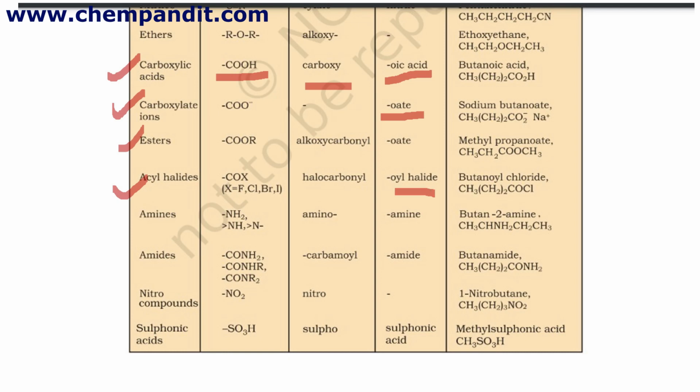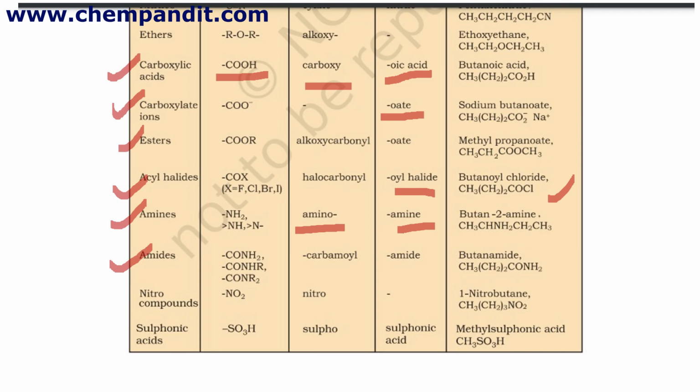For example, butanoyl chloride. Then we have amines. Amines you already know, the NH2 group is known as amine. If it is used as a prefix, then the prefix amino is used. And when it is used as a suffix, the suffix used is amine. For example, butanamine. Then we have amides. Amides we already know is the CONH2 group. They are basically condensation products of what? Amino group and carboxylic acid. This we have discussed in polymers also.